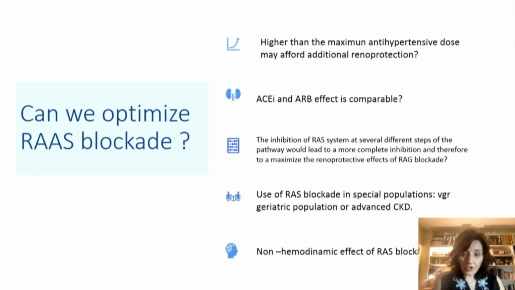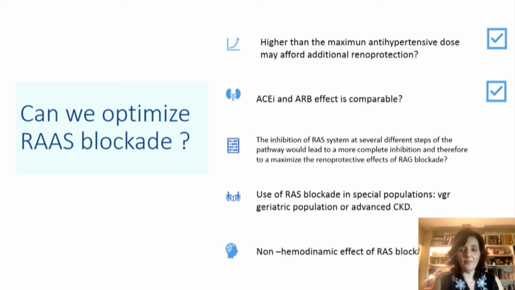So, in conclusion, a higher dose of RAS blockade achieves a bigger impact on renal progression. Higher doses than those usually recommended for hypertensive indication could be useful in some patients when they are well tolerated from a hemodynamic point of view. ACE inhibitors and ARBs, when used at equipotent doses, achieve the same effect and have the same adverse events.